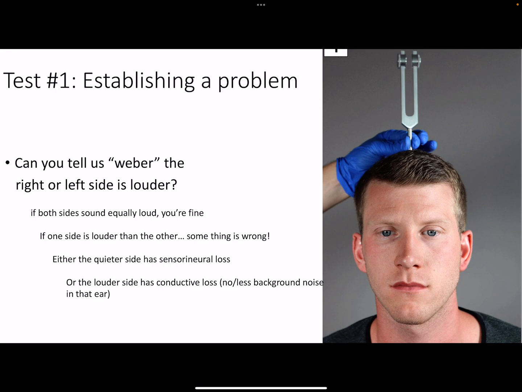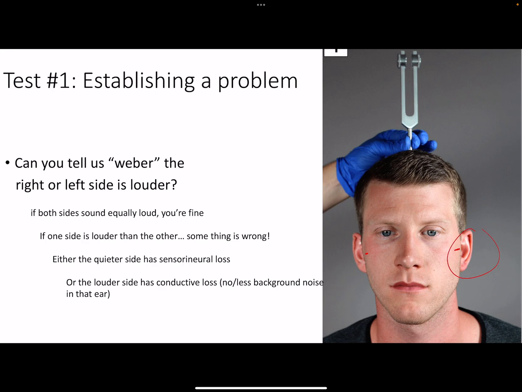So we do the tuning fork, the Weber test. Can you tell us if this side is louder or if this side is louder? If both sides are equally loud, you're fine. Or technically you could be screwed if both sides are equally quiet, but we'll just assume you're fine. If one side is louder than the other, that's where there's an issue. Now we know something's wrong, but we do not know if it's sensorineural or conductive, and that's confusing, and it's really important to understand.